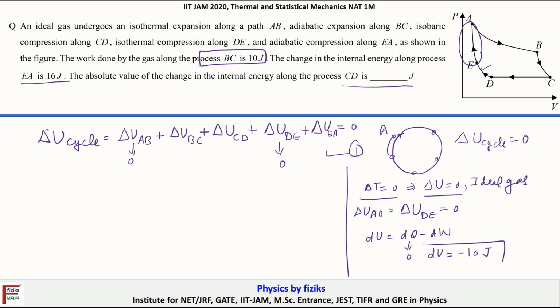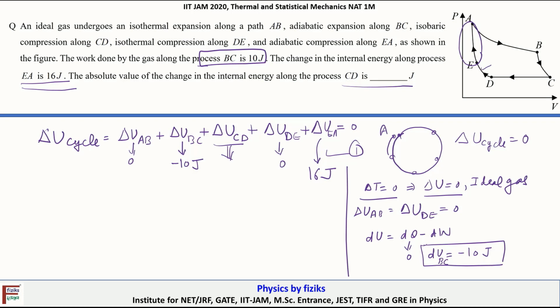So the internal energy change when we are moving along path BC, dU BC, is minus 10 joule. Now let's take a look at E to A. It's already given that the internal energy change is 16 joule. So this number is also given in the statement of the question. This is 16 joule. Now we can calculate this quantity because that's the only one left in the equation.